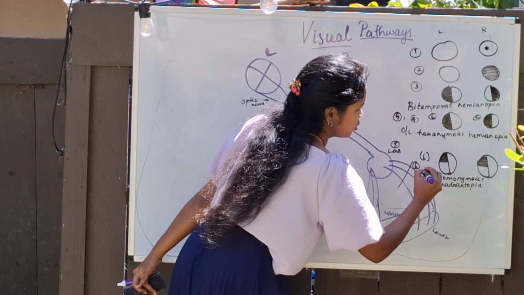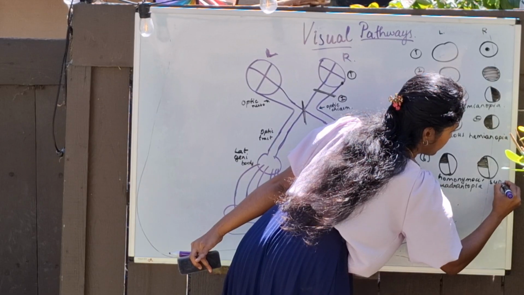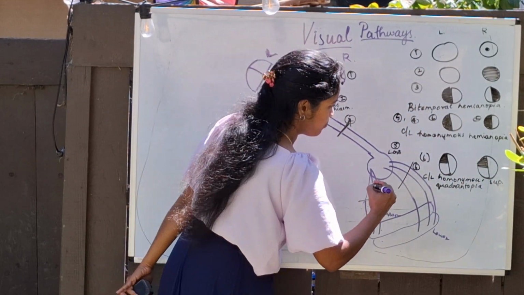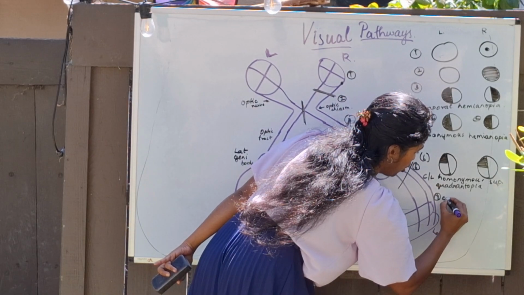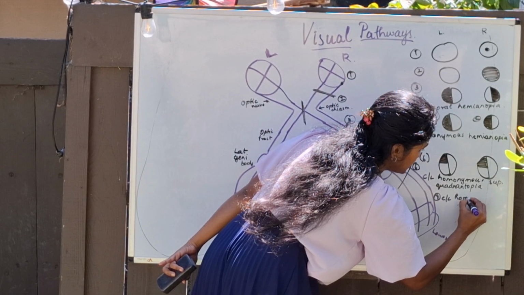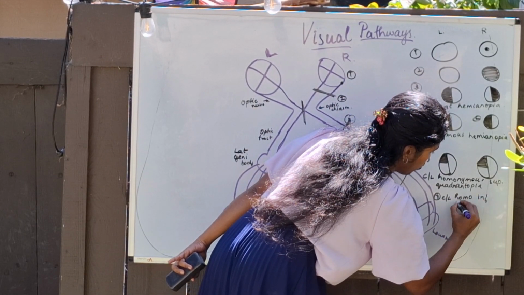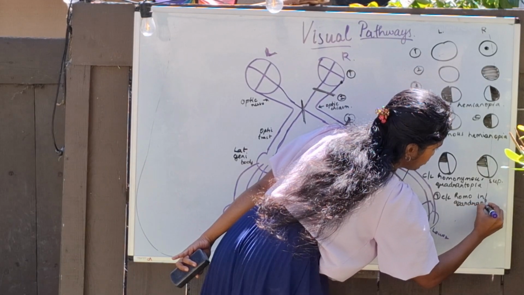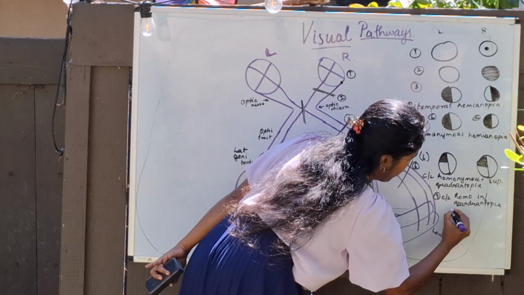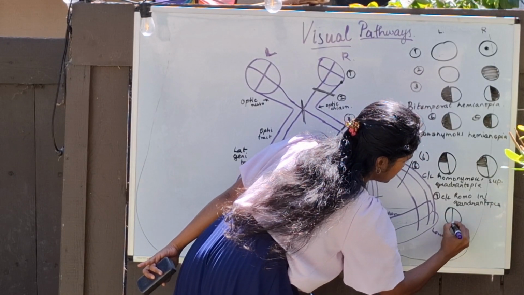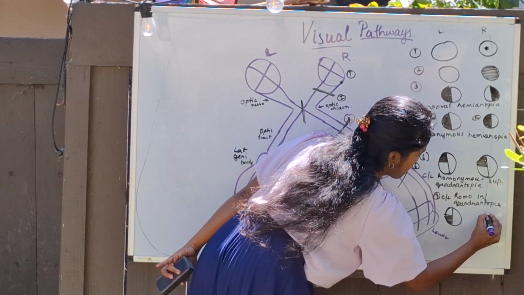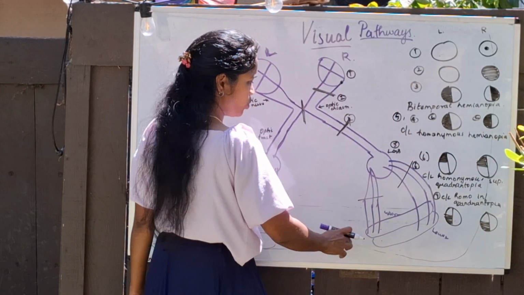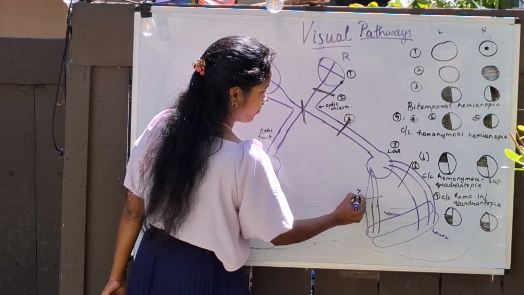So it is quadrantopia. But which quadrant is lost? Superior quadrantopia. Similarly, when the inferior radiations are lost, we have contralateral homonymous inferior quadrantopia. They will present similar to this. Right? So this is how they will present with inferior radiation damage.